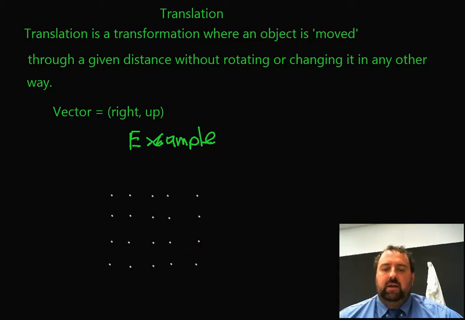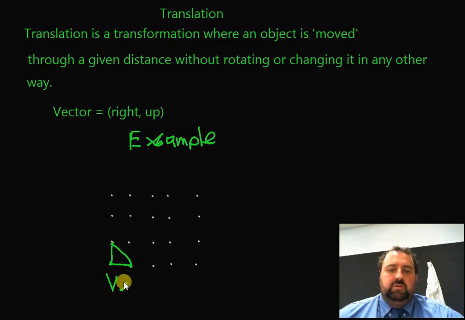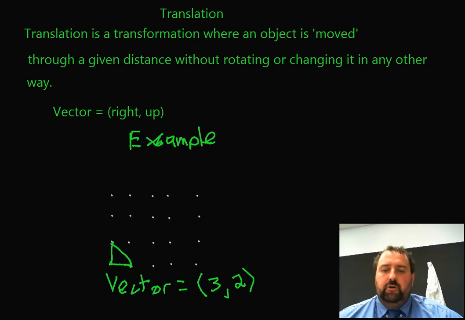And that this is essentially graph paper. So in the bottom left-hand corner, I'm going to draw my object, and it's just going to be a nice simple little triangle. And then I'm going to move it using a vector. The vector is 3, 2. So the first part tells me how far to the right to move.